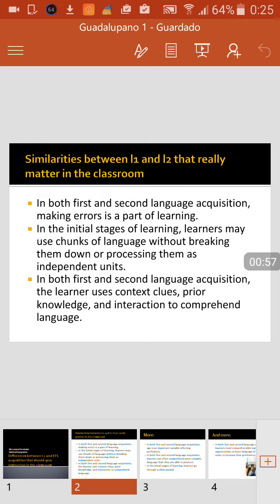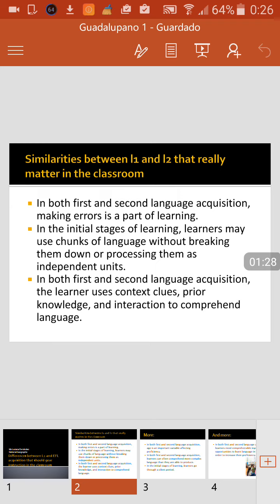Also, we discussed that in the initial stages of learning, learners use chunks of language without breaking them down or processing them as independent units, which means that students really benefit from these chunks of prefabricated language, which, used in context, will give them an idea of what they mean, and they do not necessarily need to break them into words. They will understand the function of the whole chunk.